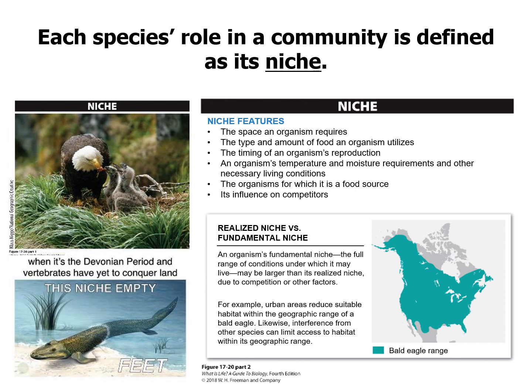So the features of a niche are that it's a space an organism requires. It's the type and amount of food an organism utilizes, the timing of an organism's reproduction, an organism's temperature and moisture requirements, and other necessary living conditions, the organism for which it is a food source, and its influence on competitors.